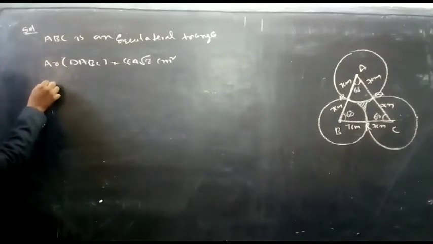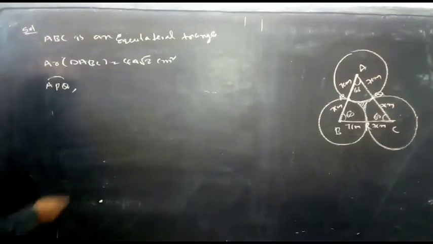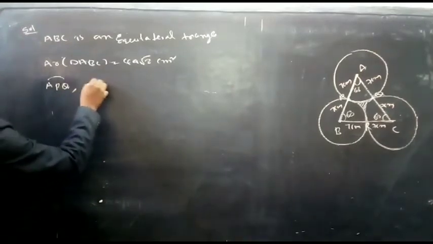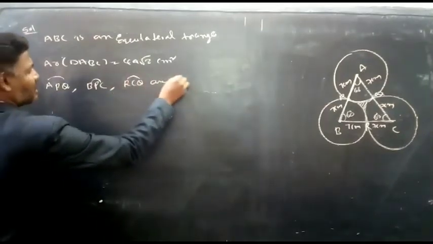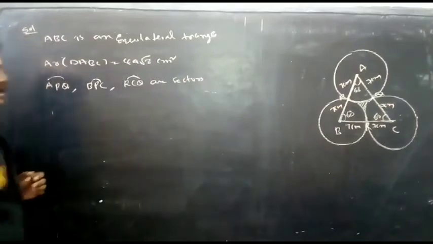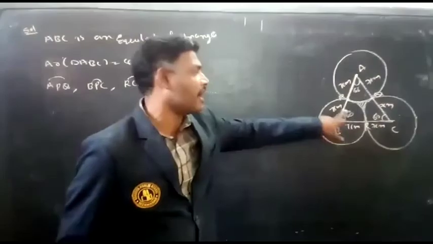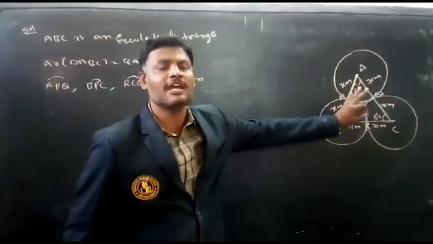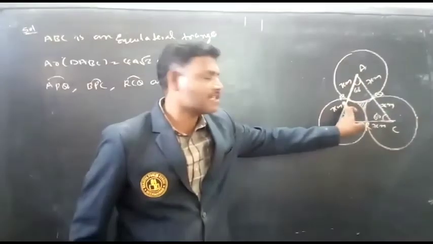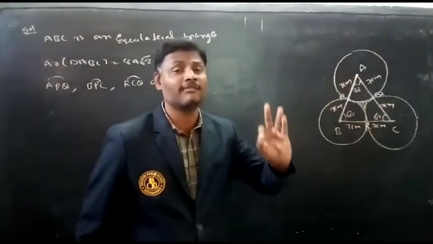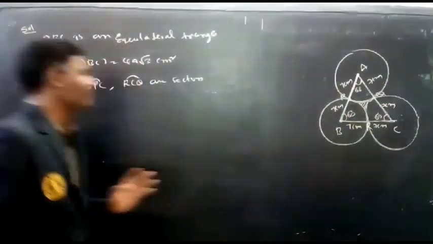What are they? APQ, BPC, RCQ sectors. And the areas of the three sectors are equal. Why? Because the radius is not changing and also the angle is not changing. Each and every sector is making a 60 degree angle. So the radius of the sector is not changing and the angle is not changing, so the areas of these three sectors are equal.